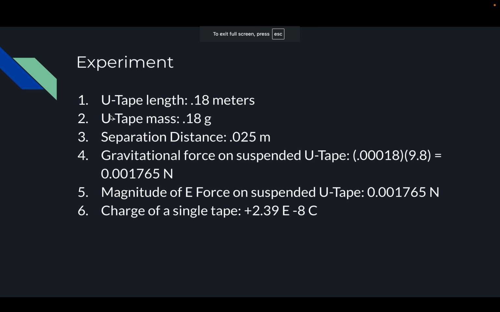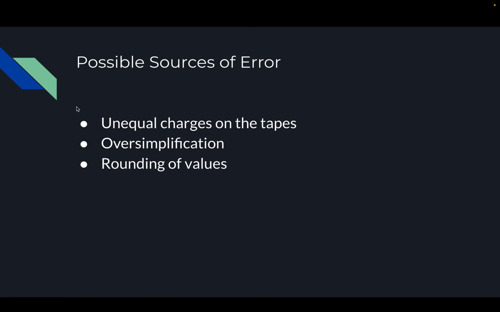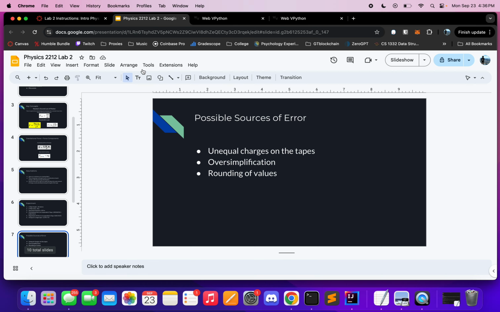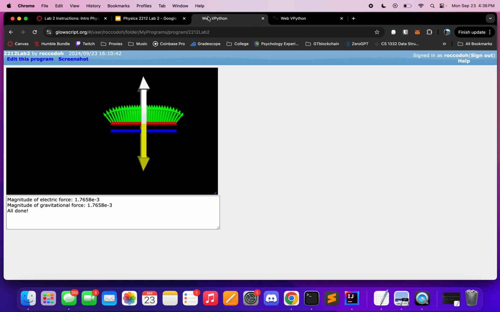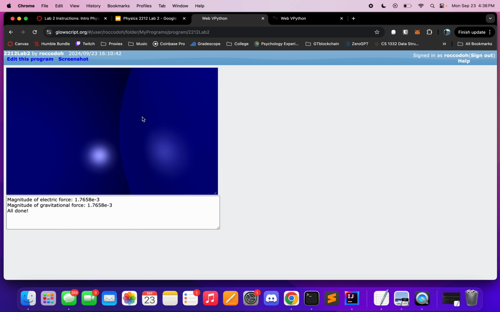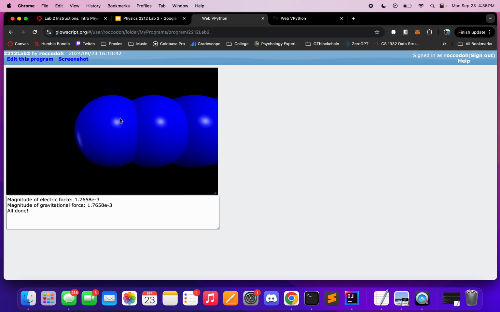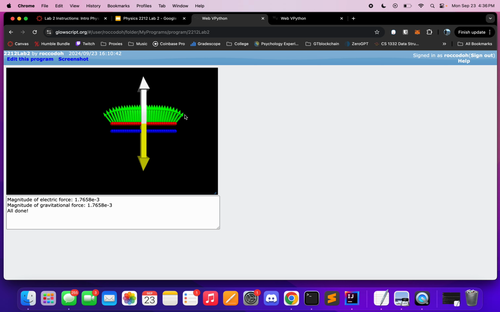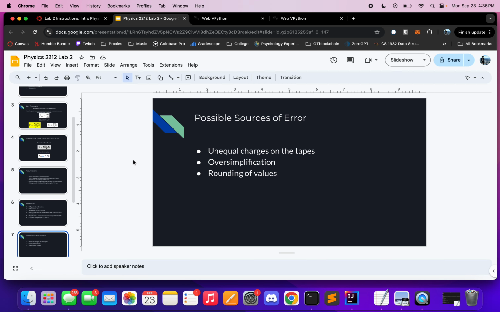And these are just some of the values I got. The charge of a single tape is about positive 2.39 times 10 to the negative 8 coulombs. And some possible sources of error could be unequal charges on the tapes, maybe oversimplification of the actual physical processes that are going on, because we are simplifying it to singular point charges. So maybe it could be more accurate if we apply more point charges, like splitting it into more dqs, things like that.